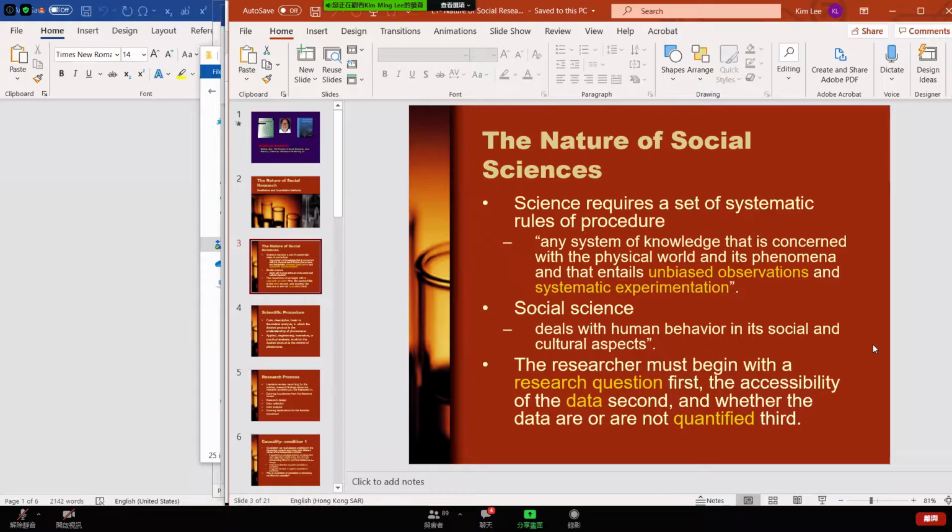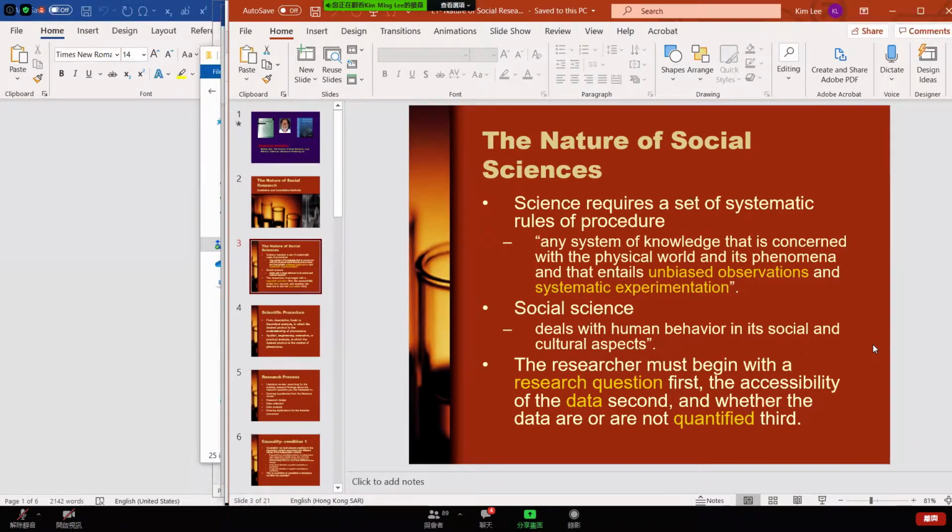Human behavior can change over time, but our physical world won't. So sometimes a result from 100 years ago may be very different from 100 years later in social science. But in natural science, they won't change. They are facts forever, eternal facts. For us, this is quite different. For both natural science and social science, there is one thing in common. Researchers must begin with a research question. That means we need to ask a question.